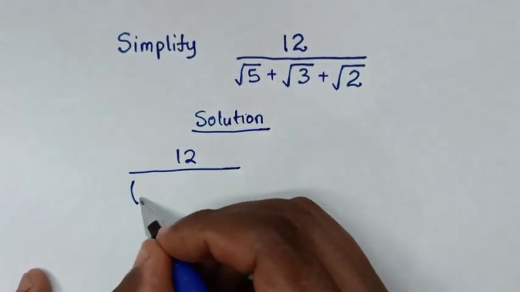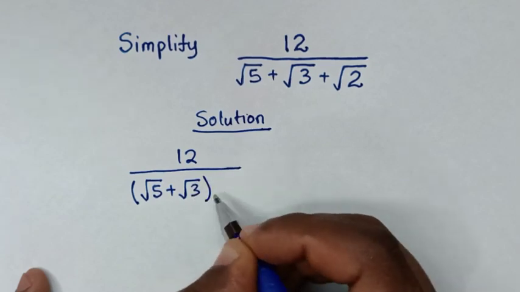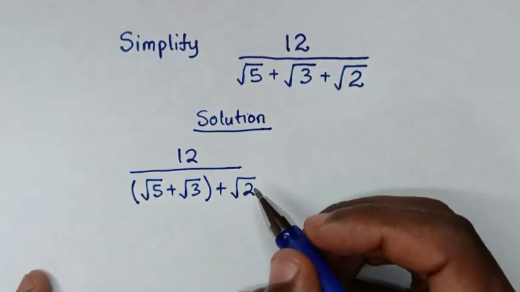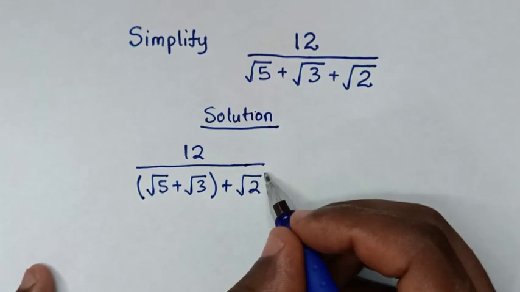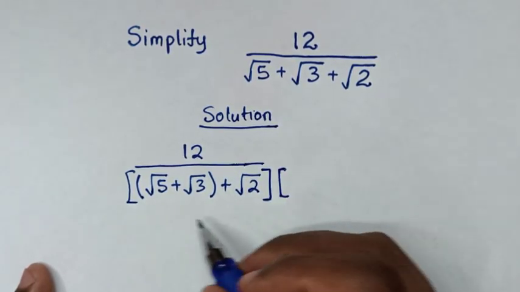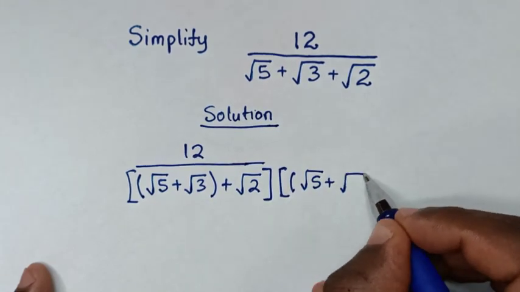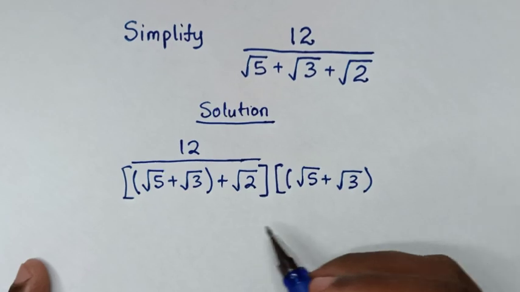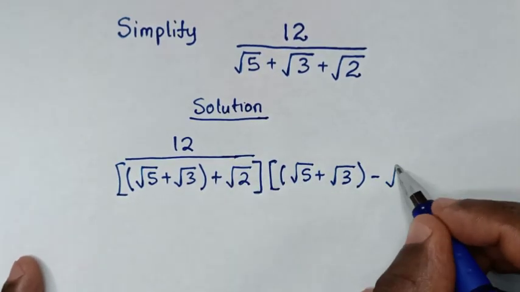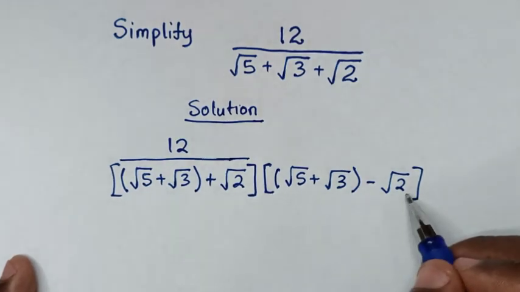So it will be bracket square root of 5 plus square root of 3 bracket, then plus this square root of 2. Then to rationalize, we'll multiply in the denominator and in the numerator. So here it will be this bracket square root of 5 plus square root of 3 bracket. In here we have plus, so here it will be minus this square root of 2 bracket. So we'll multiply by this also in the numerator.